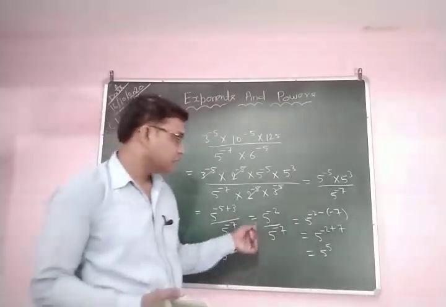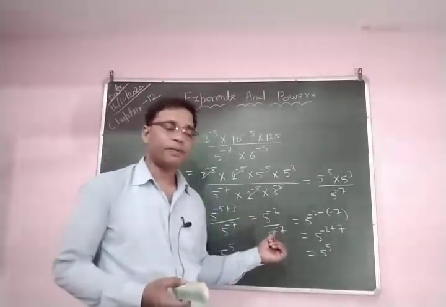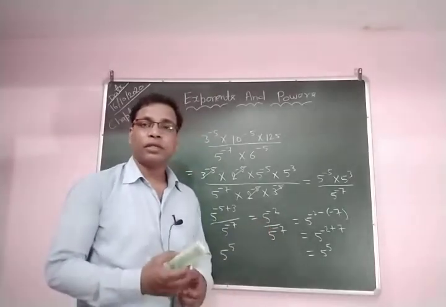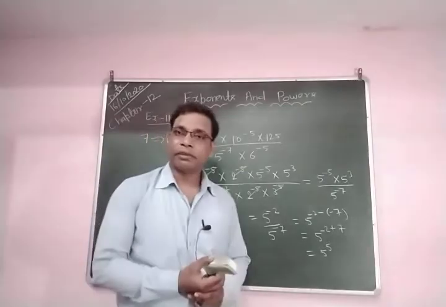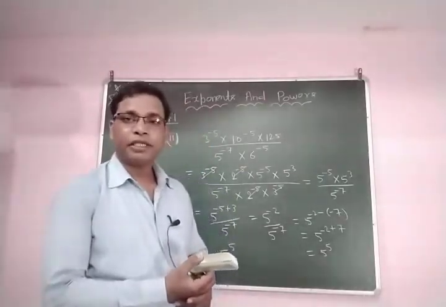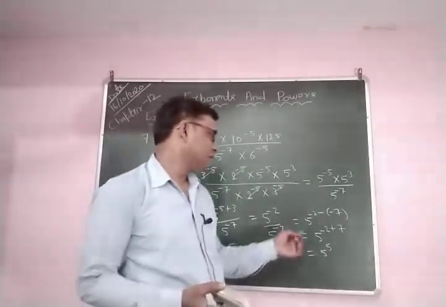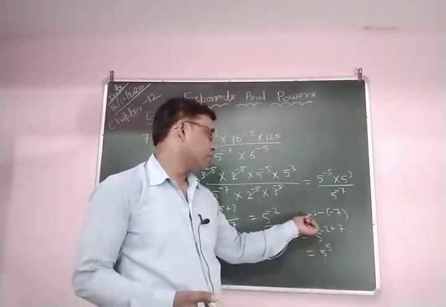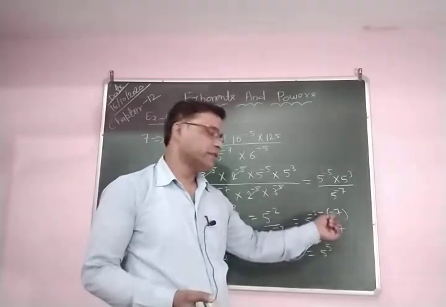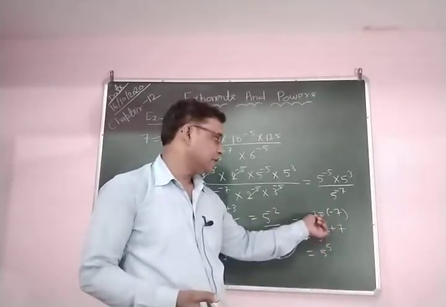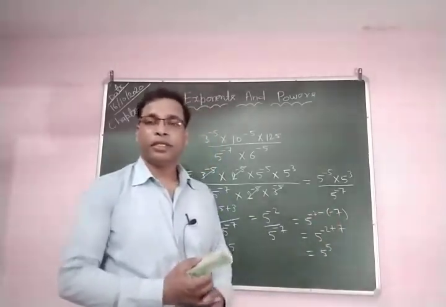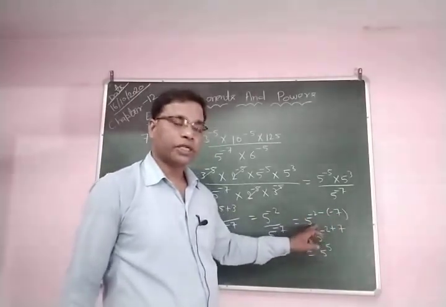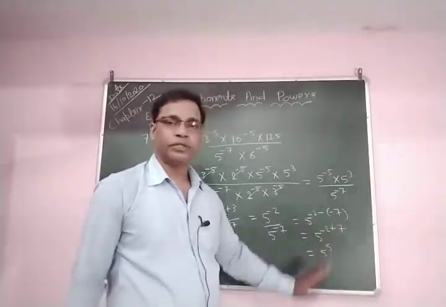So here you can see this is a case of division, but the bases are the same. So if bases are the same and it is a case of division, then their powers will be subtracted. So here you subtract according to the law of exponents. So 5 power minus 2 minus minus 7. So here you can see minus, minus becomes plus. So you can write 5 power minus 2 plus 7.